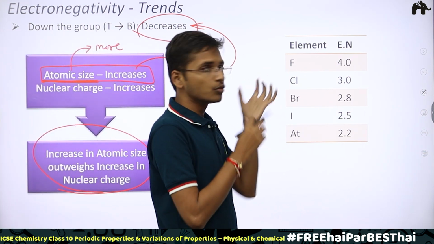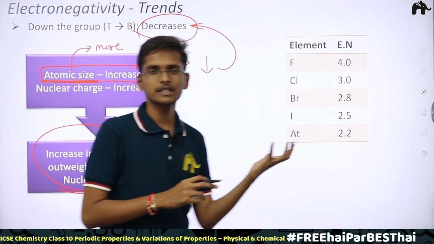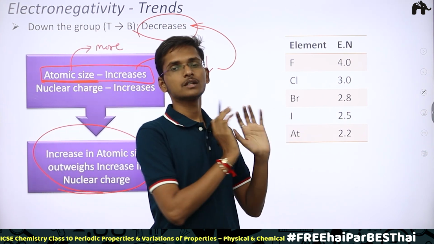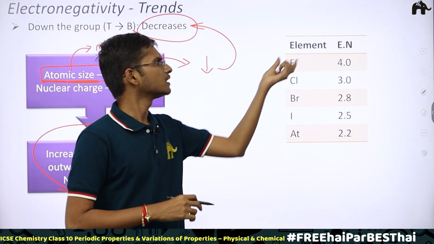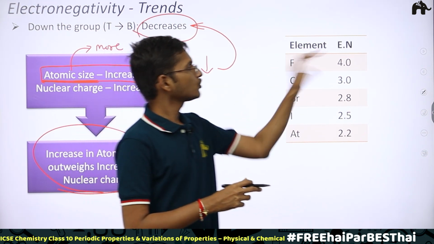See, the most electronegative elements are fluorine, chlorine, bromine, iodine, astatine. We will see it in the next part when we see the variation of the electronegativity across the period. But still, this group: fluorine, chlorine, bromine, iodine, astatine. See their electronegativity values.